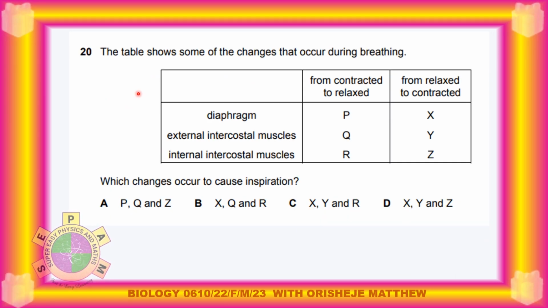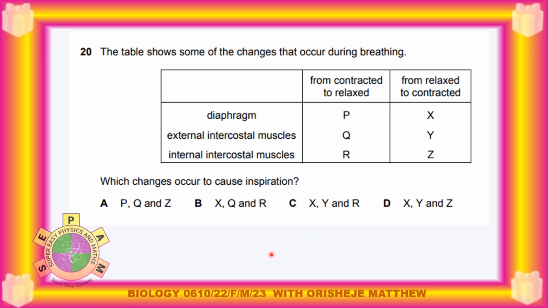Question 20, which is the last question on this part 1. The table shows some of the changes that occur during breathing. We are looking at inspiration, that is inhalation. Which changes occur to cause inspiration? So we are looking at breathing in. For you to be able to breathe in, let's look at what happens. We are looking at the 3 major components of the respiratory system: the diaphragm, the external intercostal muscle, and the internal intercostal muscle. We are going to see whether they relax or contract. That is what the question is all about.